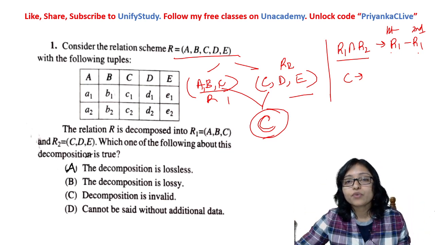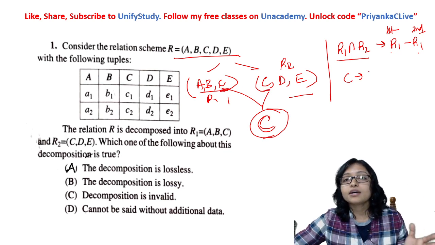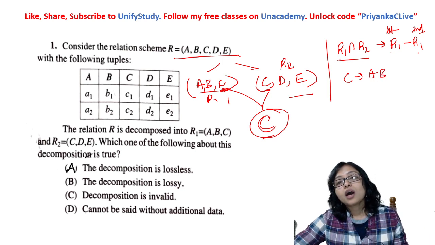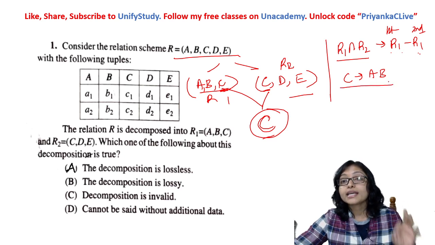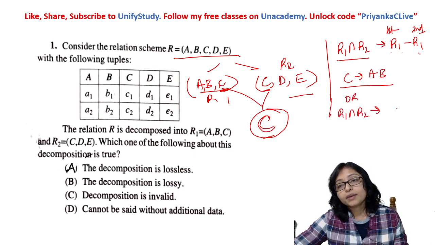So ABC was there and the common part was C. So what will be the remaining? Remaining will be AB. That is telling you R1 intersection R2 implies R1. Is it there? You have to find out, is it satisfying? Or another thing is R1 intersection R2 implies R2 minus R1.